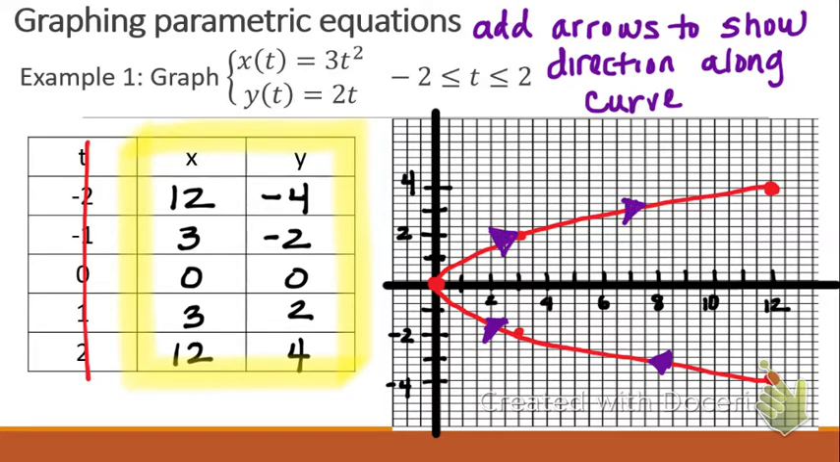So that is the direction of the curve, the orientation of the curve. Because it's starting here, the curve is traveling in this direction. So my first point from my interval, which was -2, so the point that represents t equals -2 is here. And then the curve is going this direction. This is t equals -1, this is t equals 0, t equals 1, t equals 2. And that is how you graph a parametric curve.